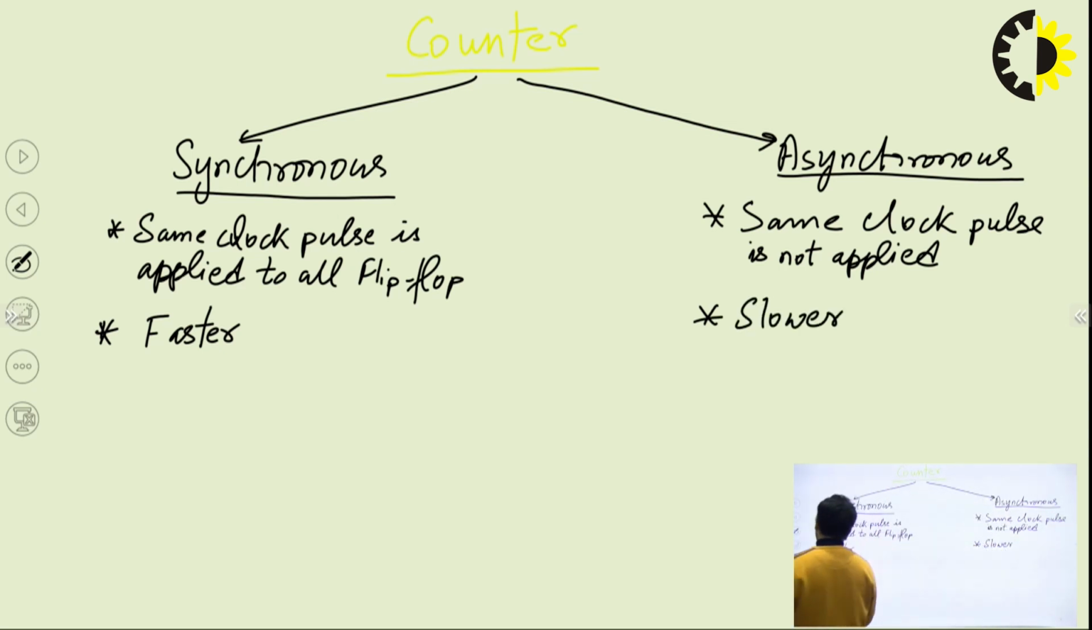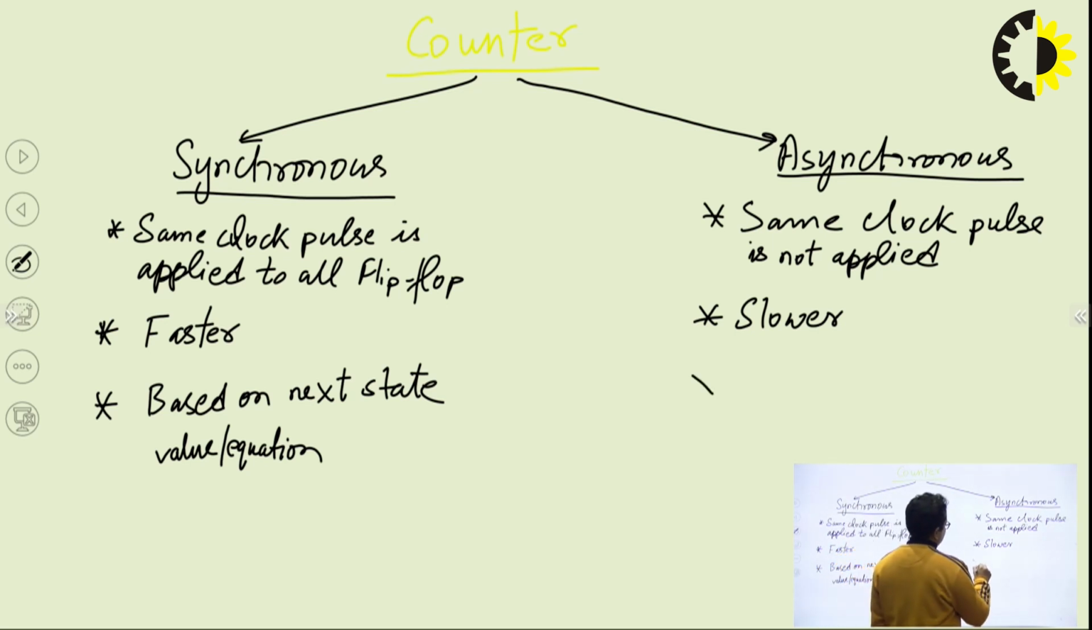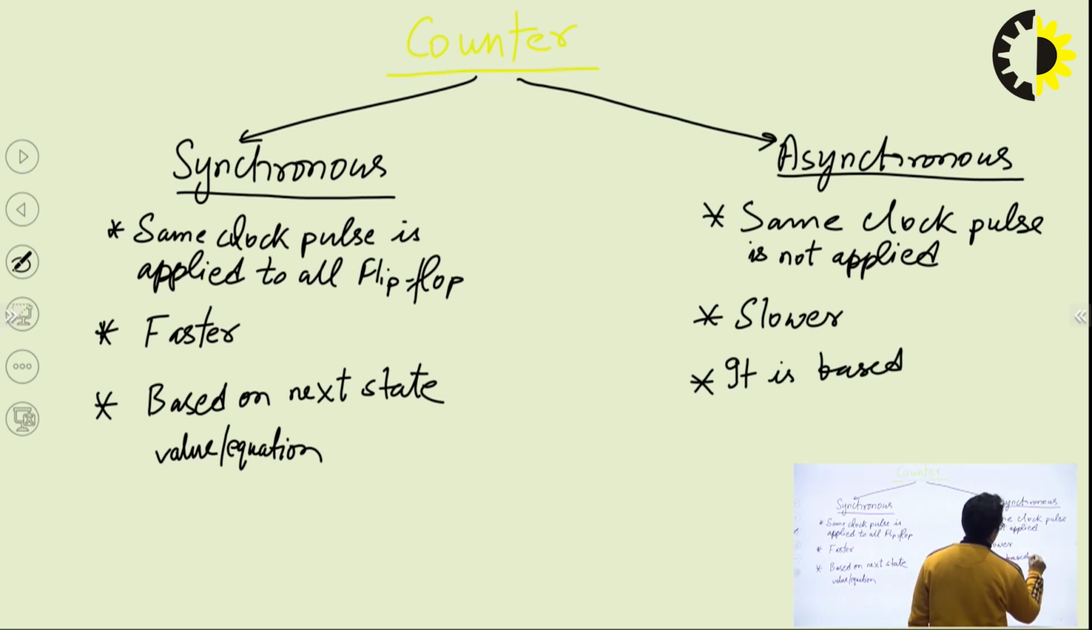The next point that can be written is that the synchronous counter is based upon the next state equation, or next state values. Whereas on this side, the asynchronous counter is based upon the toggling operation.